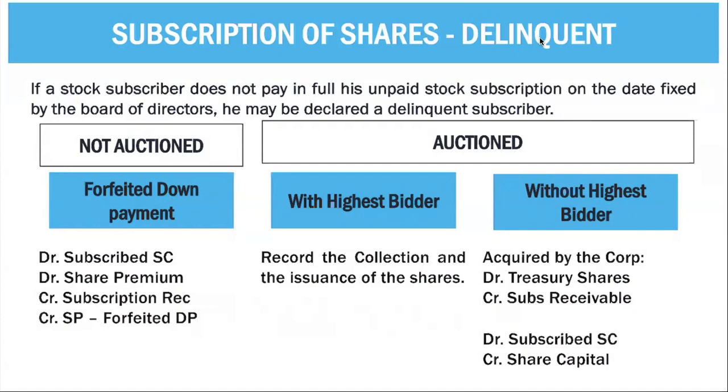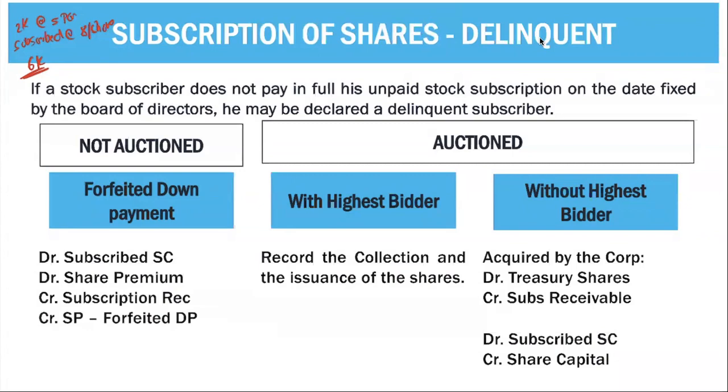So we look back on our example. We have 2,000 shares at 5 par value. It was subscribed at 8 per share and we have already collected 6,000. Okay? So we go back to our previous example without yet the full payment. So we have here 6,000 that was already previously paid. If that is not auctioned, it is treated as a forfeited down payment.